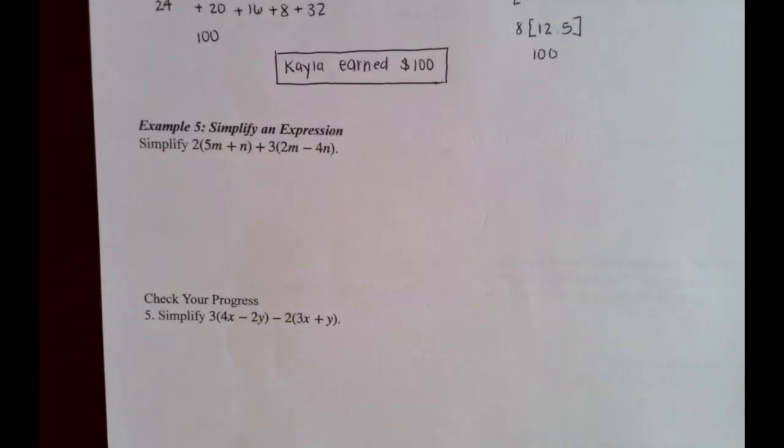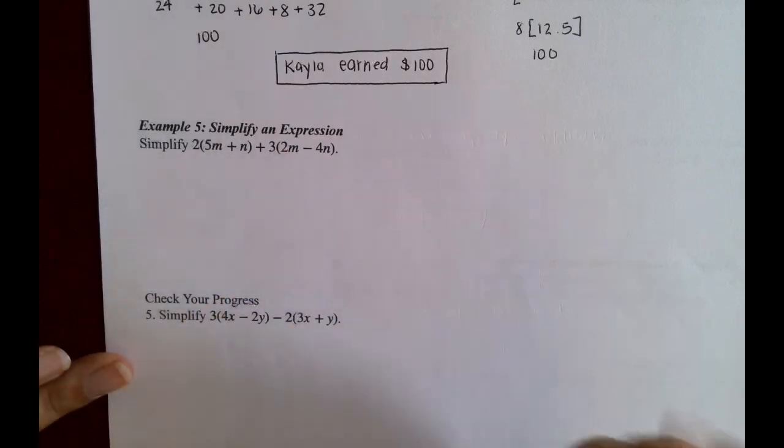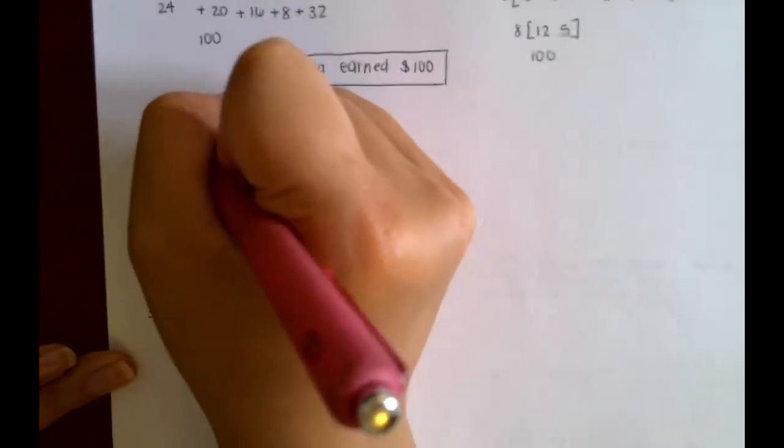Okay, last example is example 5. Okay. We're simplifying an expression. So I don't know how else to explain it other than you want to make it as simple as possible, right? So oftentimes it means getting rid of parentheses and combining like terms. Okay, so that's what I'm going to do. The first thing I'm going to do here is I see some distributive property going on, so I'm going to distribute starting with a 2.